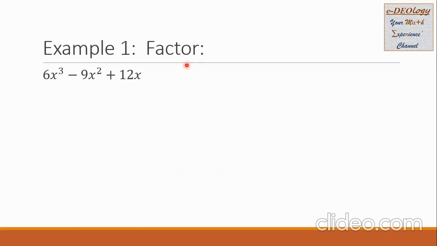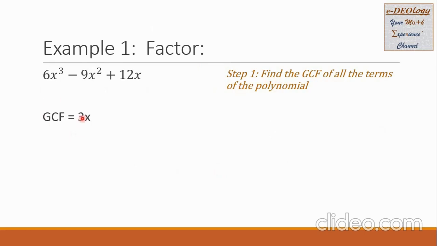Let's have example 1. Factor the trinomial 6x cubed minus 9x squared plus 12x. Our step 1 says, find the GCF of all the terms of the polynomial. In here, the GCF is 3x. Looking at the numbers 6, 9, and 12, the greatest common factor of these three numbers is 3. For the variables x cubed, x squared, and the x, the greatest common factor is x. So the GCF of this trinomial is 3x.